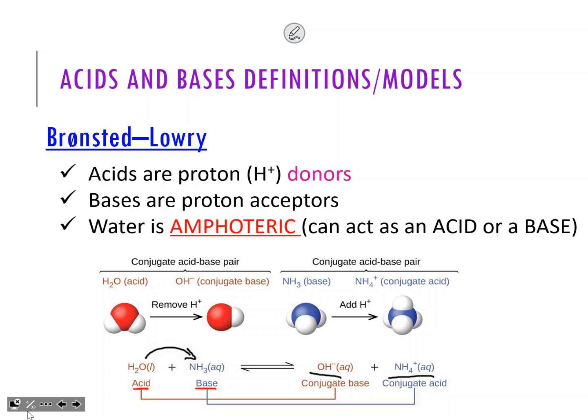But as you can see, it is a paired deal. The acid and the base are on the left over here as the reactants. The conjugates are on the right as the products. And they are paired together, as you can see here in this particular diagram.